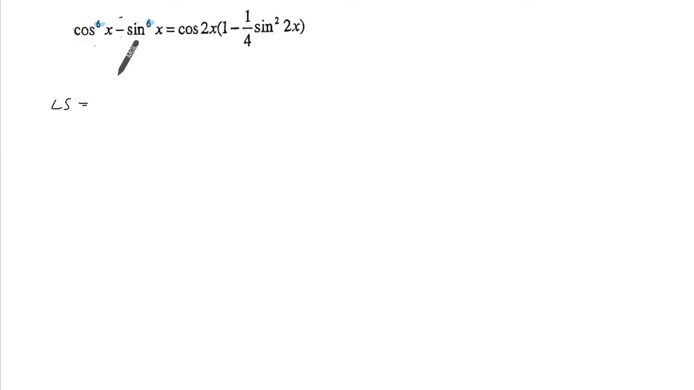Okay, when you see power of 6, it's almost always going to involve the difference or sum of cubes. So this can be thought of as cosine squared x to the power of 3 plus sine squared x to the power of 3. This is currently in this form, if a was equal to the cosine squared and b was equal to the sine squared.